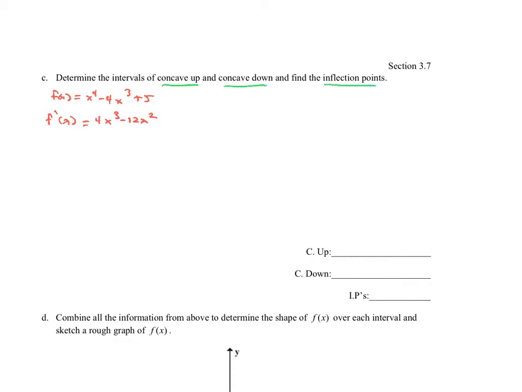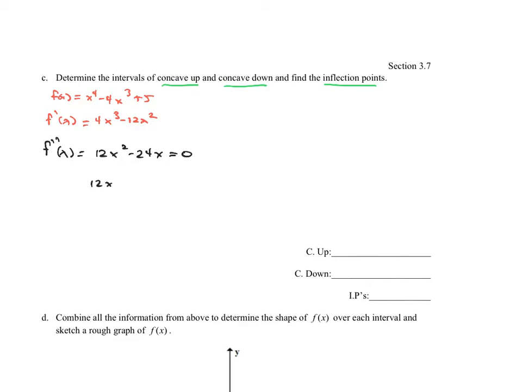And we know to do that, we need to find the second derivative. So the second derivative of this function, using simple power rules, it's a polynomial, should be easy for you, would be 12x squared minus 24x. Again, we set that equal to 0 or undefined. This is never undefined. It's a polynomial function.